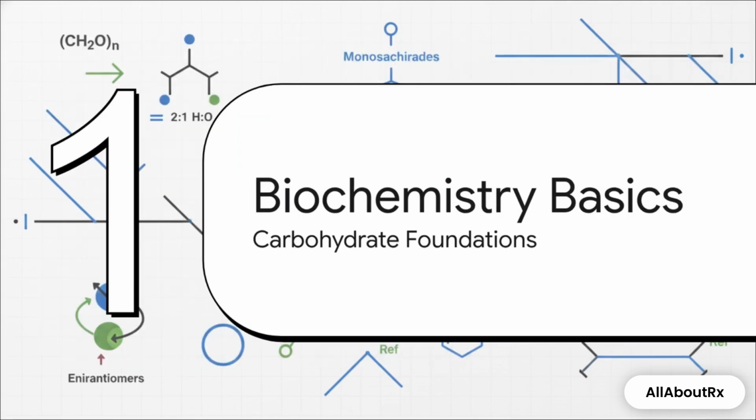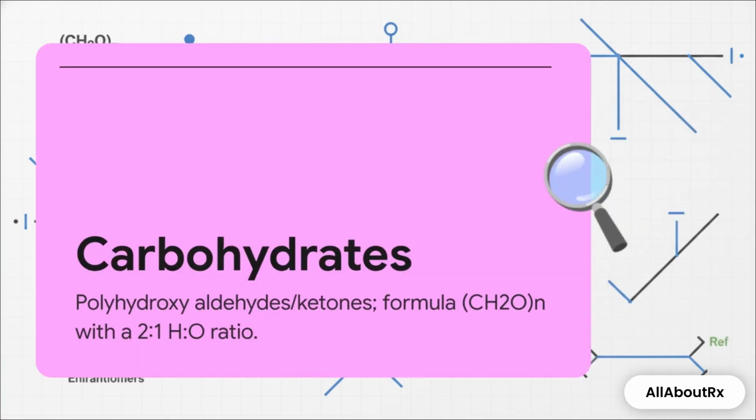Okay, Section 1, Biochemistry and Carbohydrate Basics. Let's start with a foundational definition. Technically speaking, carbohydrates are polyhydroxy aldehydes or polyhydroxy ketones. And if you look at their empirical formula, CH2O to the nth power, you'll notice something pretty cool. They literally reflect carbon and water in a 2-to-1 hydrogen to oxygen ratio.